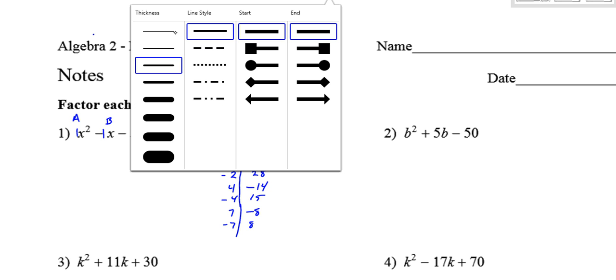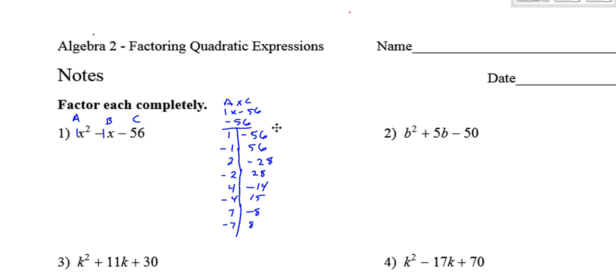What we're going to do next is try to find a sum, and I'm going to switch colors to make this a little bit more clear so it doesn't get confusing. We're going to combine this 1 and negative 56, so it would give us a negative 55. And then we have 56 minus 1, which is positive 55. If we did a negative 28 plus 2, that would give us a negative 26. If we do 28 minus 2, that gives us a positive 26. If we do negative 14 plus 4, that's negative 10.